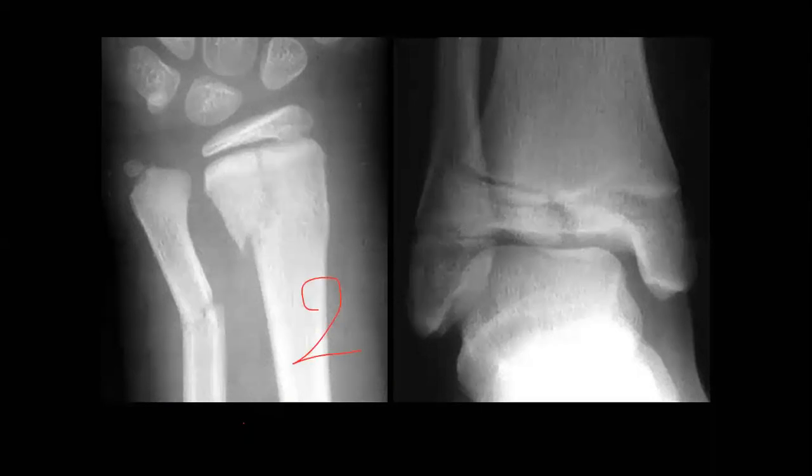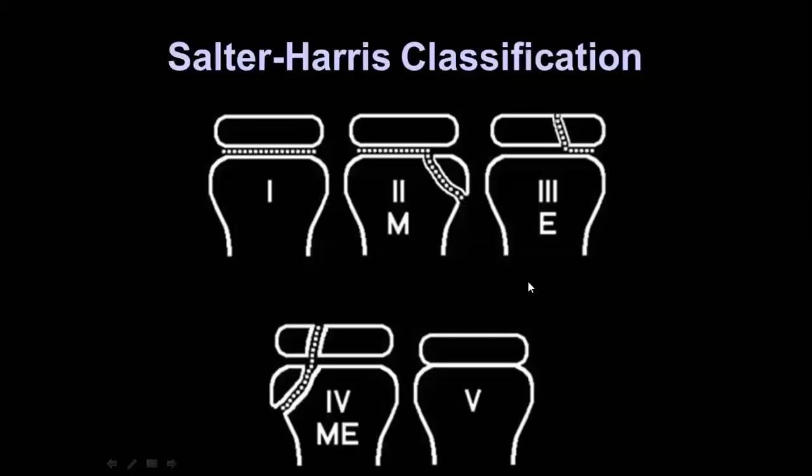Type 2, because this one will be 2, yes. And this one, yes, 3, exactly, nice. So one is 2, one is 3. So this Salter-Harris classification involves the physis of the growth plate and the upper, lower, together, and round.